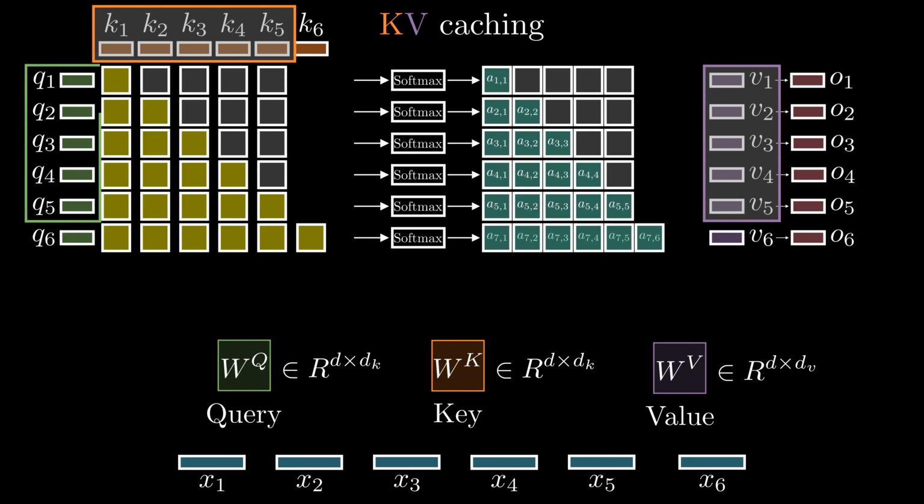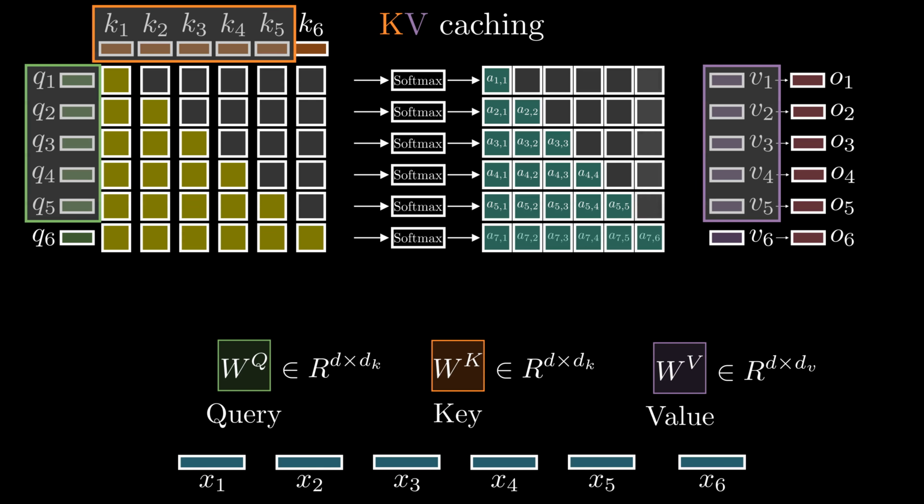We don't need to cache the previous query vectors because in autoregressive generation, all these entries are masked out and have no effect on the attention output. The KV caching helps speed up the decoding process. But the memory requirements grow linearly with the sequence length. This limits the applicability for problems that require long context windows.